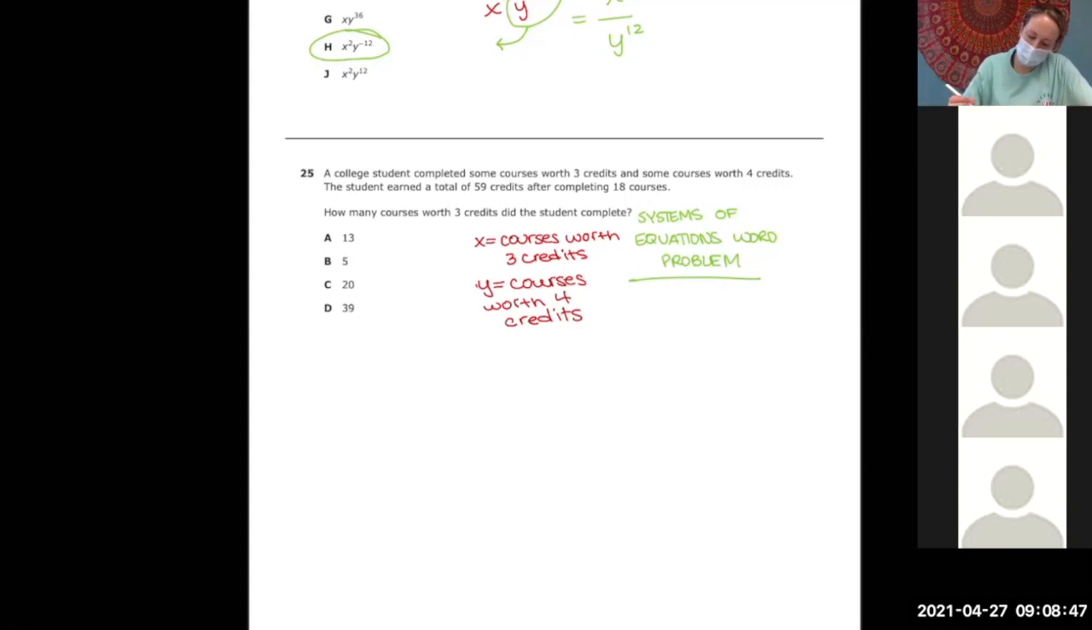So for our first equation, we've got a total of 59 credits. And so some are worth 3 and some are worth 4. So our equation would be, I'll write this one in green, 3x plus 4y equals 59. And our second equation would be the total number of courses. So 18 courses. And so we've got some courses and some courses. So that just means that it's x plus y equals 18. Okay.